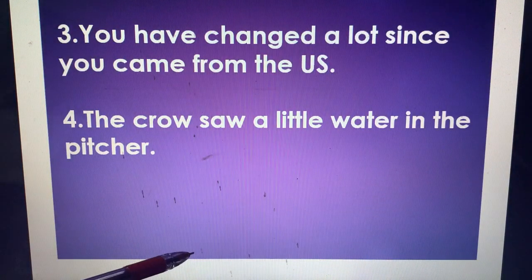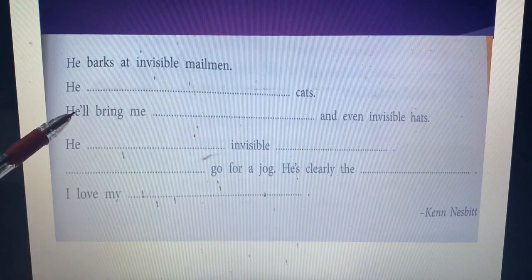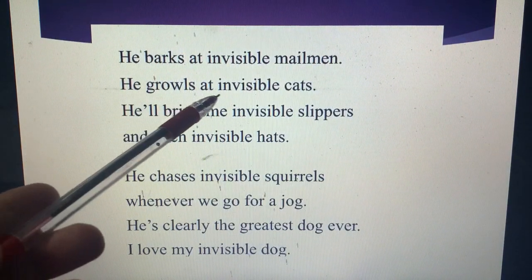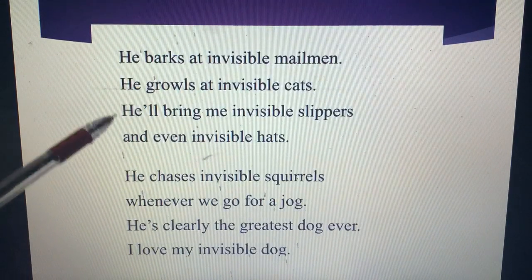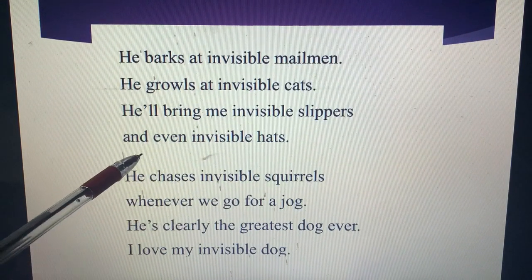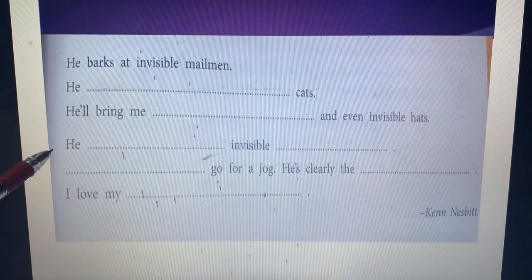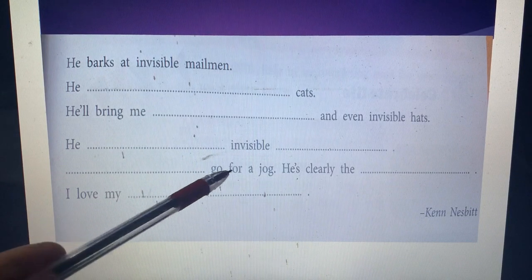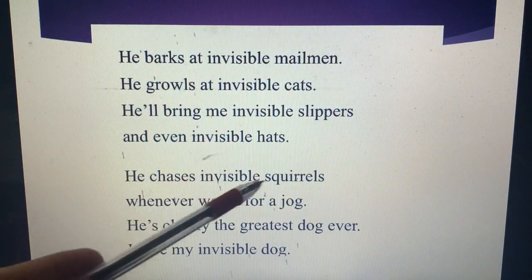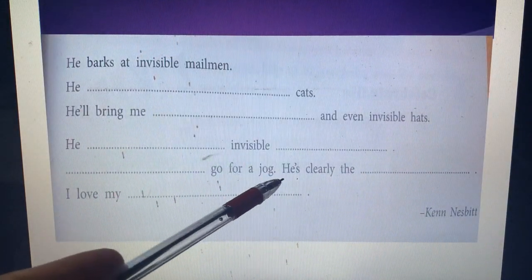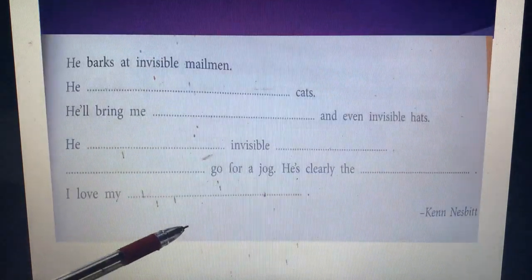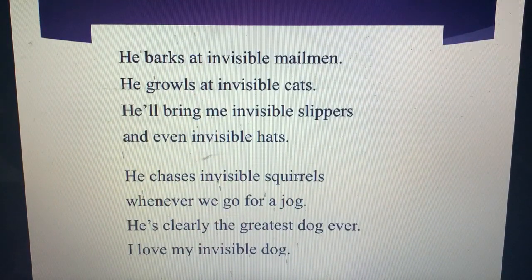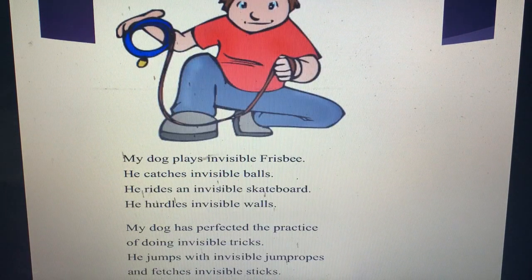Next is, he barks at invisible mailman. Then after that, he growls at invisible cats. He will bring me invisible slippers and even invisible hats. Then it is, he chases invisible squirrels when we go for a jog. He is clearly the greatest dog ever. I love my invisible dog. Simple as that. Okay. So you can do this with the help of this poem.